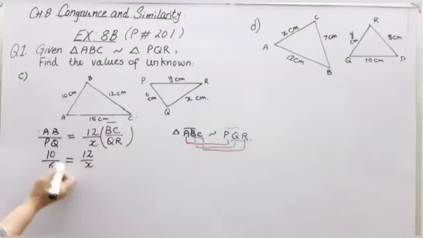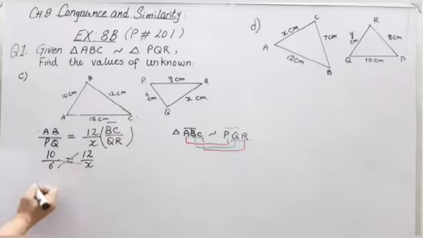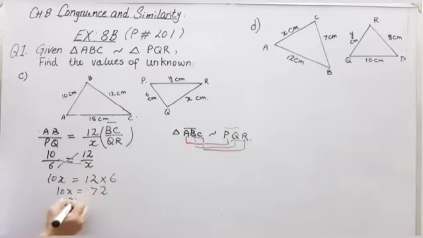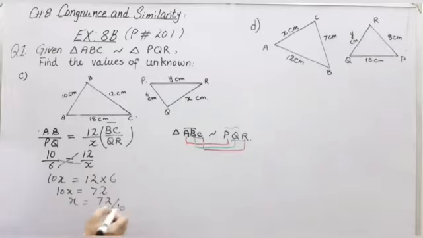Now according to the equation we solve it. 10x is equal to 12 into 6. 10x is equal to 72 and x is equal to 72 divided by 10, and in this way we find X is 7.2.